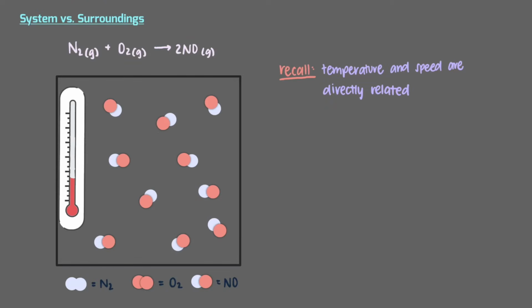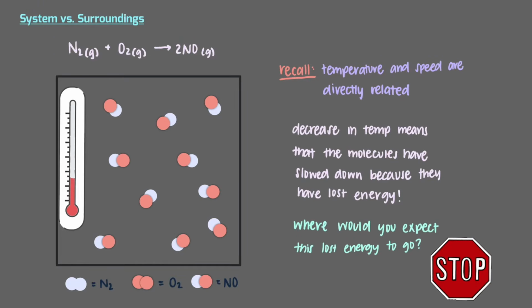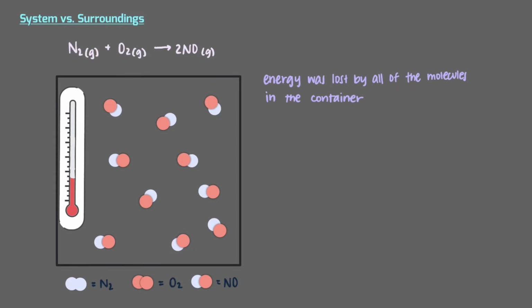Temperature and speed are directly related. So a decrease in temperature tells us that the molecules in the container have slowed down. These molecules have slowed down because they've lost energy. Where would you expect this lost energy to go? The energy lost by all of the molecules in the container was used to fuel the chemical reaction.